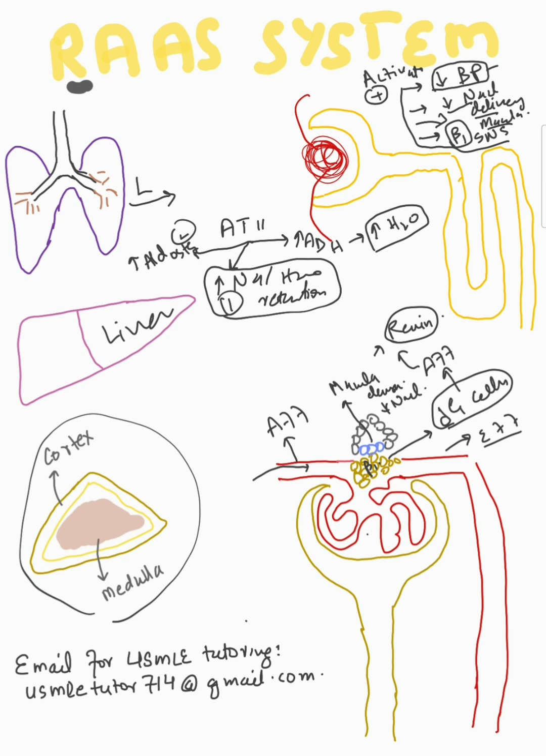Typically, when you reabsorb sodium, you reabsorb water with it, or when you reabsorb water, you reabsorb sodium with it. But ADH is an exception. Here, you only reabsorb water, and that's it. There's no sodium. So once you retain the water, it is going to increase the blood pressure. So that's the fourth thing that angiotensin does.